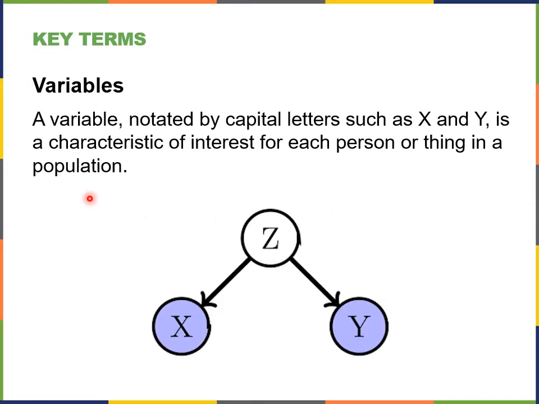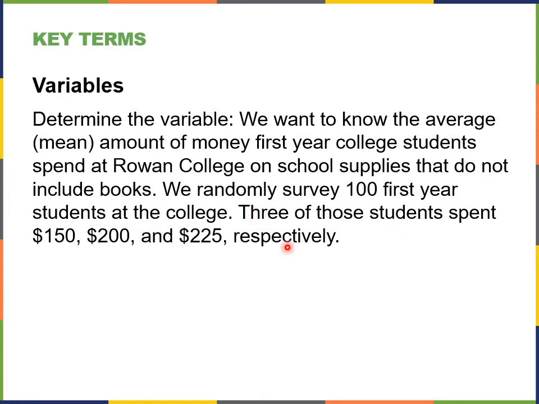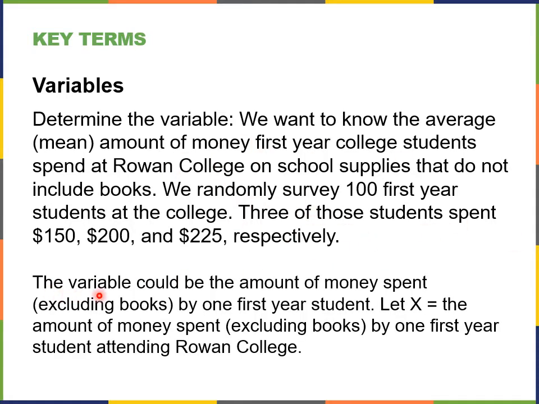Another key term is a variable. A variable, we usually use a capital letter, say X or Y, and it's just a characteristic that we're looking at, okay, for each person or thing in our population. So if we go back to the same question, all right, we're determining the first-year college students here. The variable X is what we're basically looking at, and what we're looking at is the amount of money spent, okay, by one first-year college student. So some random variable X that we could call is what we're studying. We're studying the amount of money. So our variable is that.